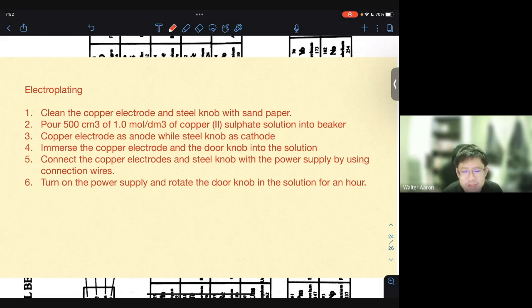Okay. The rest of it is a very standard procedure. You measure the electrolyte, pour it into a beaker, and then you use the copper as the anode and the steel doorknob as the cathode, and then you connect them to wires and attach both to the power supply. And then you immerse the two electrodes into the solution, turn on the power supply, and do it for around an hour. So those 6 procedures are enough for you to get 6 marks in total already.